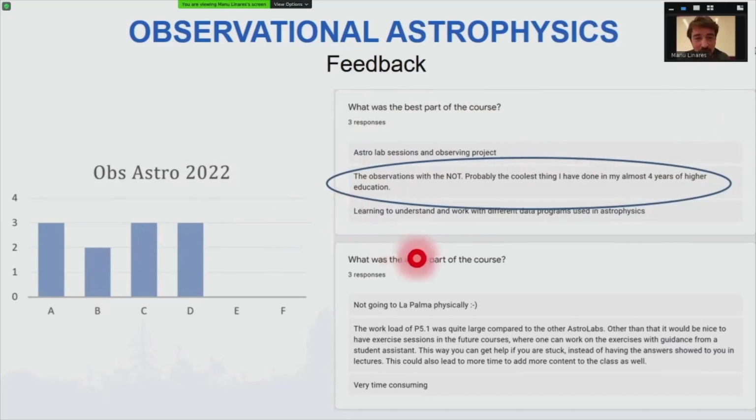And then the worst part of the course, if you see here, one of the comments was not going to La Palma physically, and I can understand why that is the worst part for them, but for now, the plan is to keep doing this remotely for logistics.